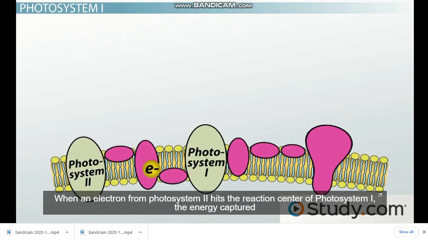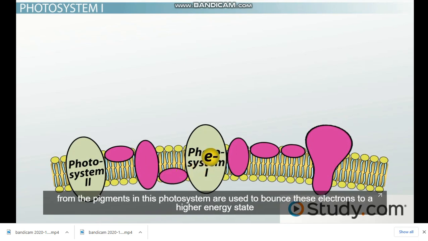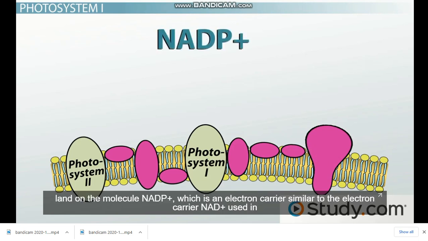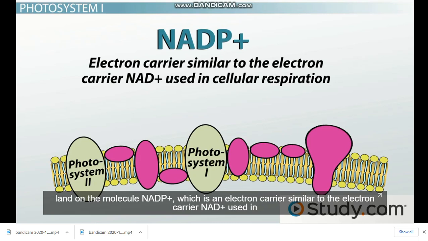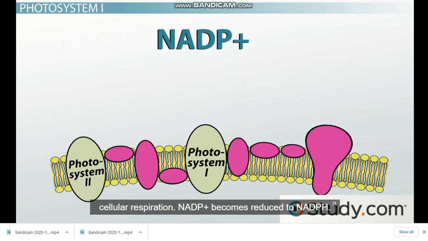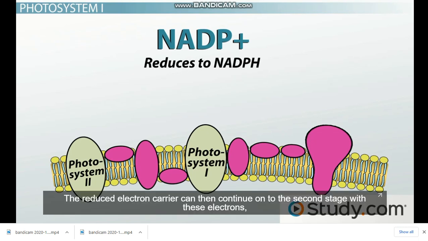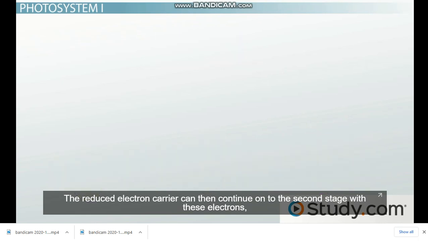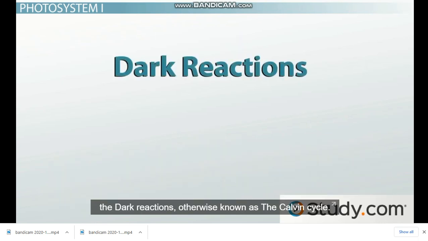When an electron from photosystem 2 hits the reaction center in photosystem 1, the energy captured from the pigments in this photosystem is used to bounce these electrons to a higher energy state, where they then fall down the second electron transport chain. Here the electrons ultimately land on the molecule NADP+, which is an electron carrier similar to the electron carrier NAD+ used in cellular respiration. NADP+ becomes reduced to NADPH. These reduced electron carriers can then continue on with these electrons onto the second stage, the dark reactions, otherwise known as the Calvin cycle.